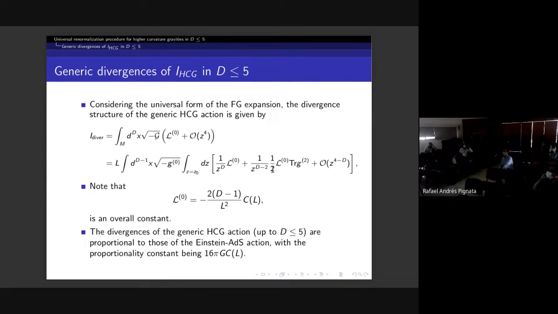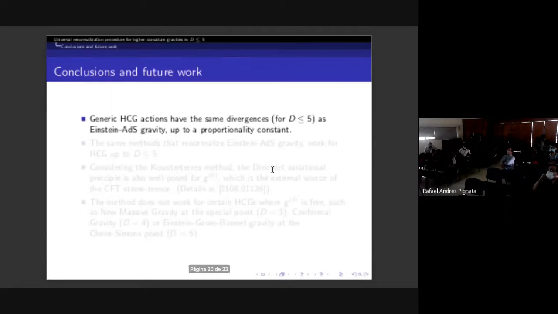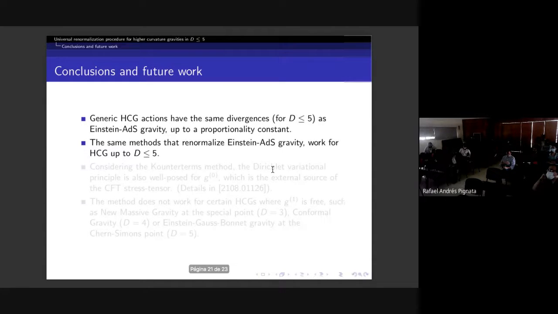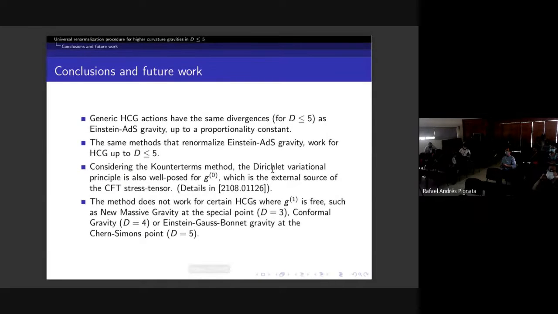This means that in the holographic context, regardless of which higher curvature gravity you're considering, as long as you're considering up to 5 dimensions, and that therefore you only need to expand up to cubic order in the holographic radial coordinate, the divergence structure will be the same for any higher curvature gravity theory. Okay, so then you can basically apply the same renormalization methods that you use for Einstein gravity to any other gravity theory, and in particular, you can use this procedure which is called the counterterm procedure with K, so it's an extrinsic counterterm procedure, and the details you can find in this paper.